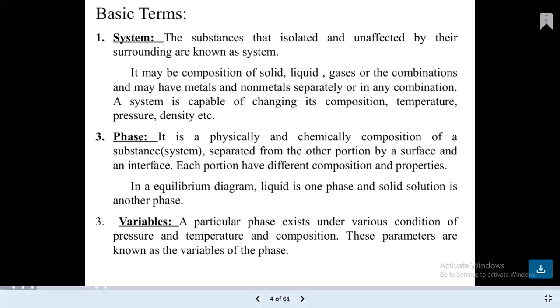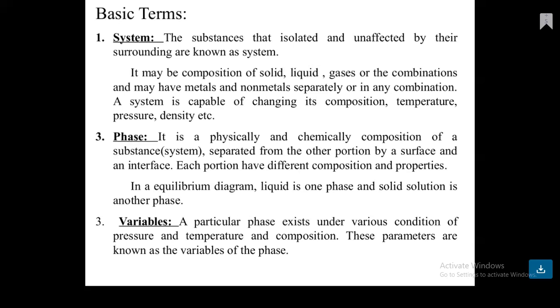If we see the basic terms, the first term is system. The substances that are isolated and unaffected by their surroundings are known as a system. It may be a composition of solid, liquid, gases, or a combination, and may have metals and non-metals separately or in any combination. A system is capable of changing its composition, temperature, pressure, density, etc.